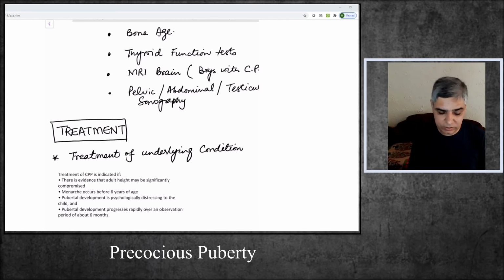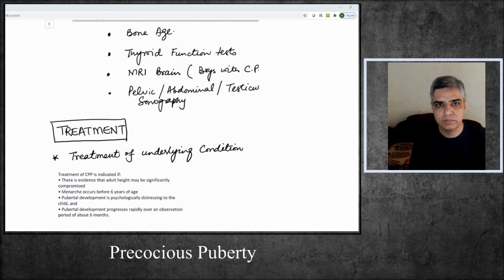Normally they say if there is pubertal development, if it develops rapidly over a period of 6 months. So if it is growing very quickly while you are reviewing them, and it's just progressing, then it also becomes a case to be treated. So if these conditions are fulfilled, then the latest trends are that we go for the treatment. If not, most of the time we just follow them serially.